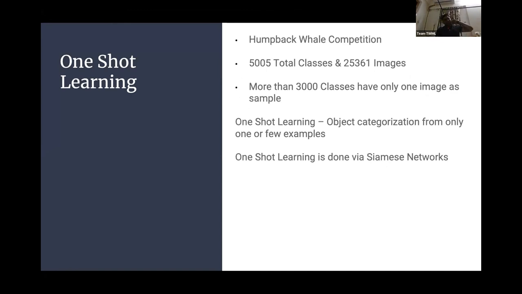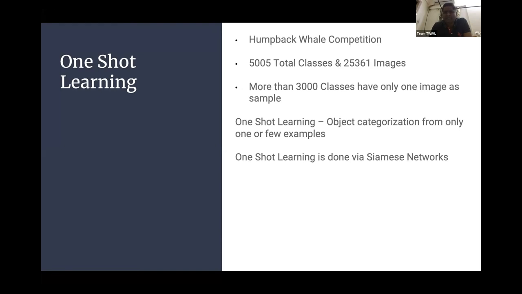Basically, why did I jump on this, and what made me learn this? Because as a team we had started up the humpback whale competition. It's a pretty unique competition in many ways. It has about 5,005 classes of whales, which you need to identify by their fluke. The fluke is basically the tail of the whale. All you have is a picture of the whale with its tail, and you need to classify whales based on that. There are 25,361 images in the training set at least.